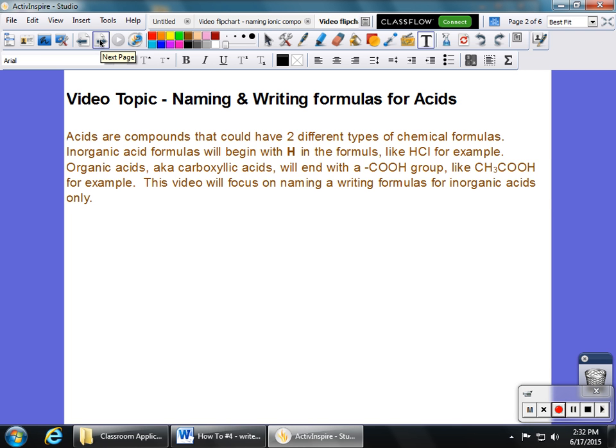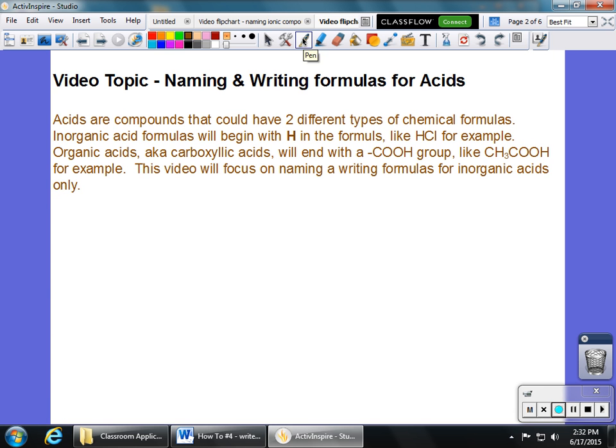Now, when it comes to an acid, as I said, there's two different types. There's inorganic and there's organic. The key with an inorganic acid is that the formula will begin with hydrogen. All right? It has to start with that in the beginning of the formula. For example, HCl starts with hydrogen. You'll name it as an acid. Remember, they won't be acids really, though, until they are actually dissolved in water.